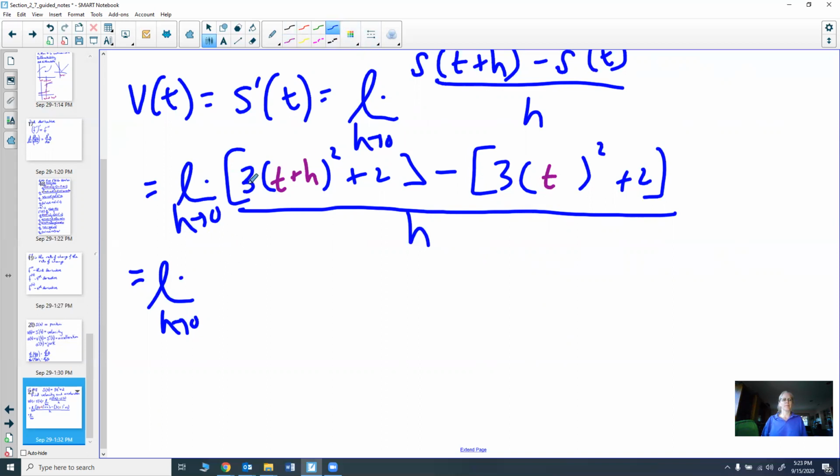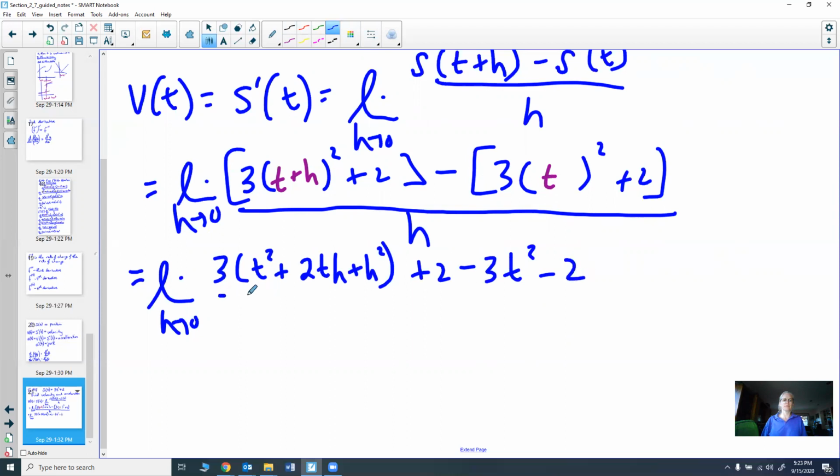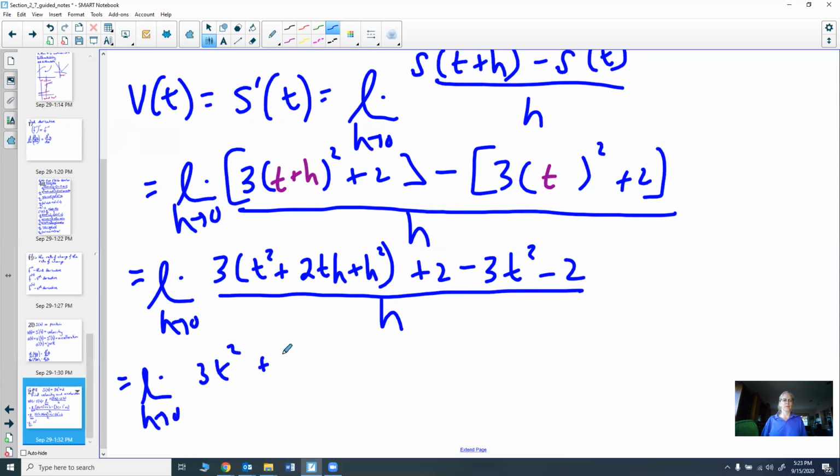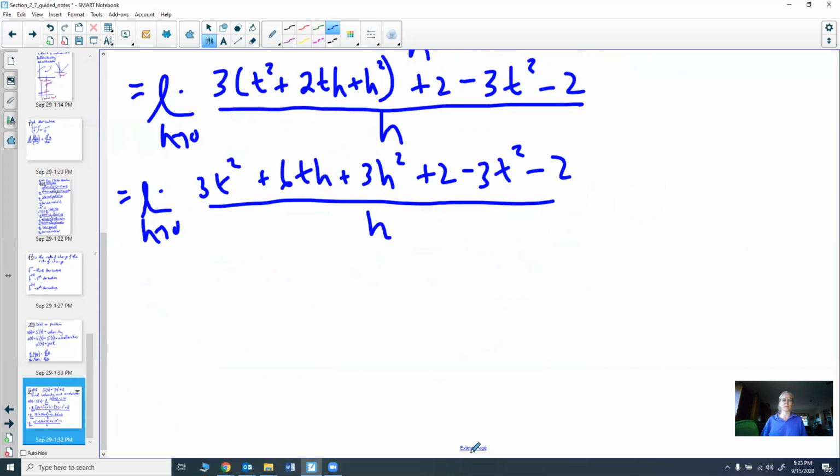Now we're going to go ahead and multiply everything out. This would be 3 times t squared plus 2th plus h squared plus 2. Then minus 3t squared minus 2 all over h. Take the 3 through. 3t squared plus 6th plus 3h squared plus 2 minus 3t squared minus 2 all over h. You could have canceled before, but I just prefer not to. So now my 3t squareds cancel, my 2's cancel.